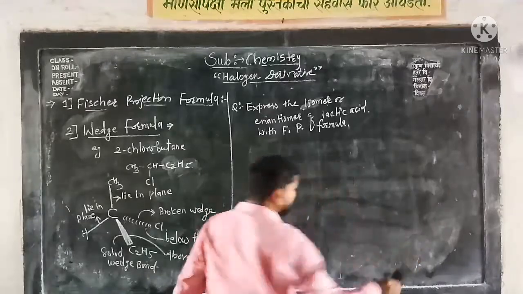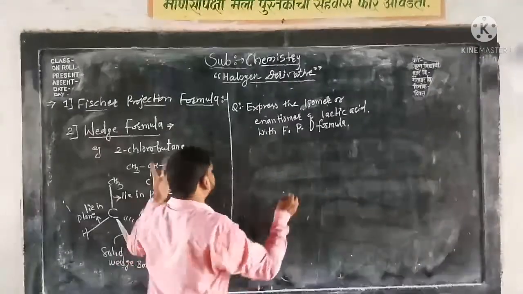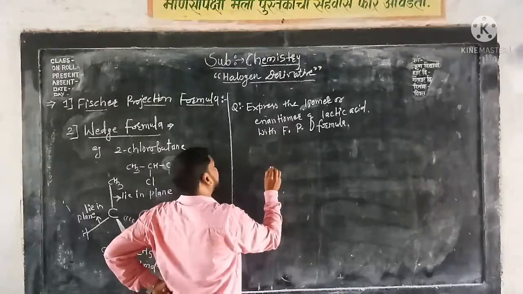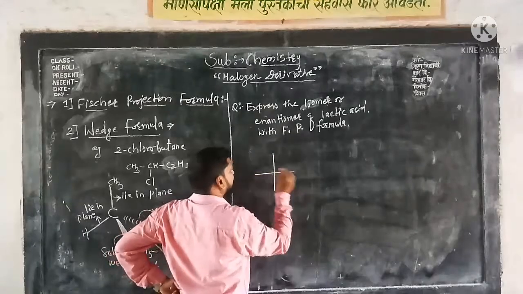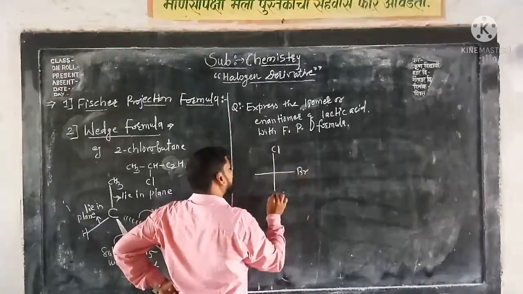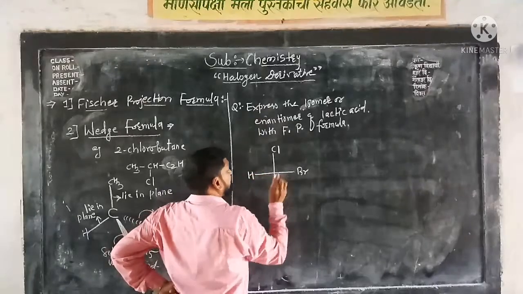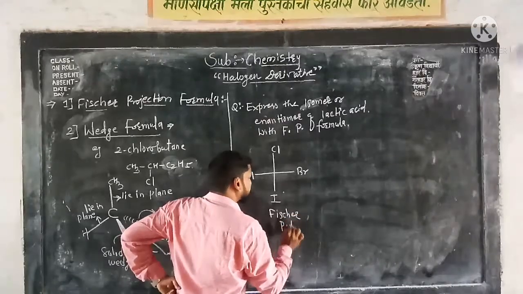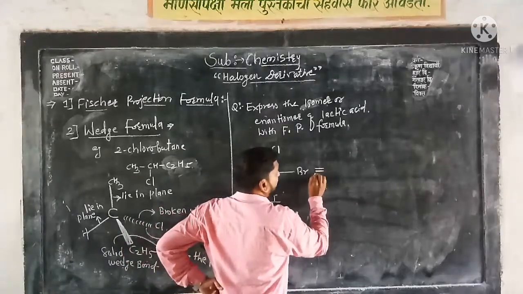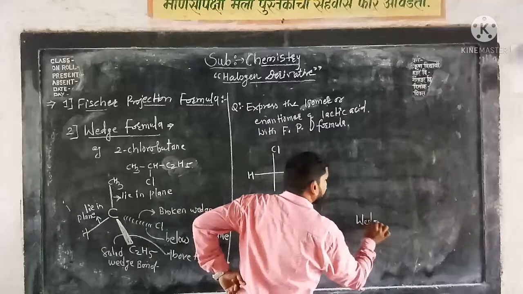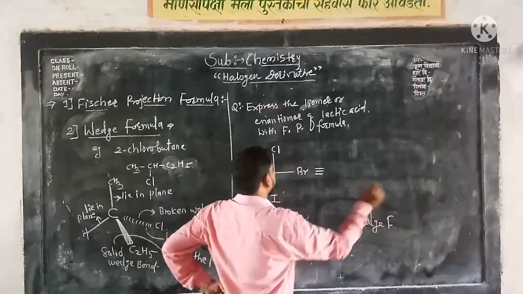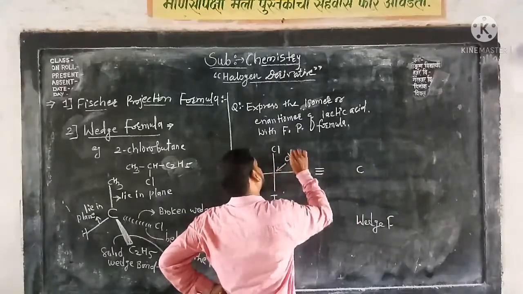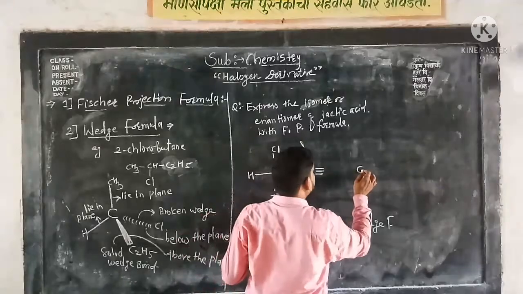Yes, we can. Okay, see here how it happens. Everybody knows the previous example. In case of Fisher projection formula I have taken, what is that? See here, it is like that. Okay, Cl, Br, I, H. Okay, now it was the Fisher projection formula. So if we want to convert this into wedge formula, it will be like this. See here, this is your chiral carbon atom. Similar to that, this is your chiral carbon atom.